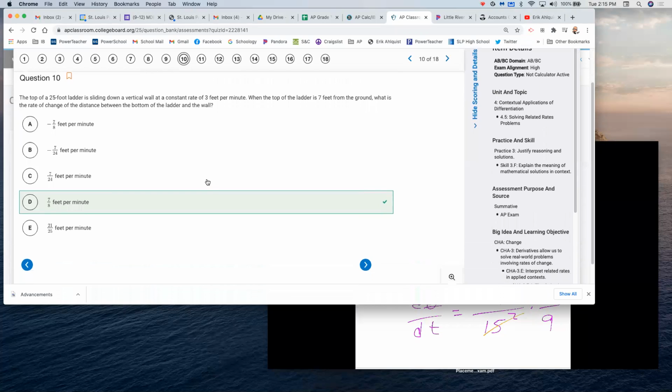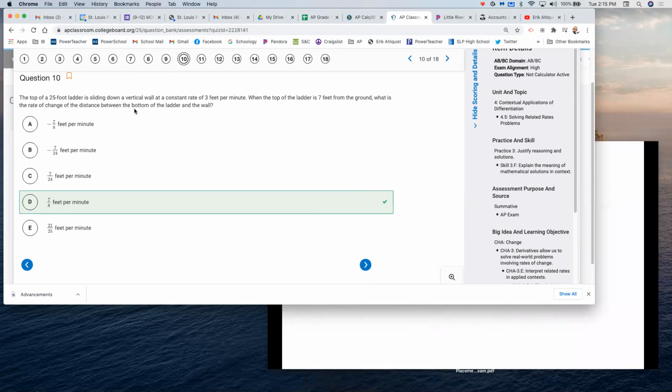So this one is really the same kind of problem, only this one you've got a 25-foot ladder. It's sliding down a vertical wall at negative 3 feet per minute. When the top of the ladder is 7 feet off the ground, what is the rate of change of the distance between the bottom of the ladder and the wall?